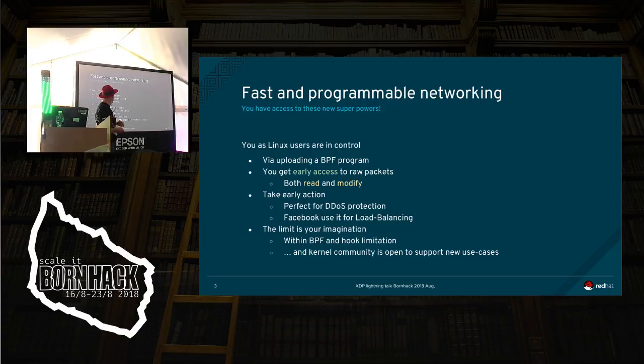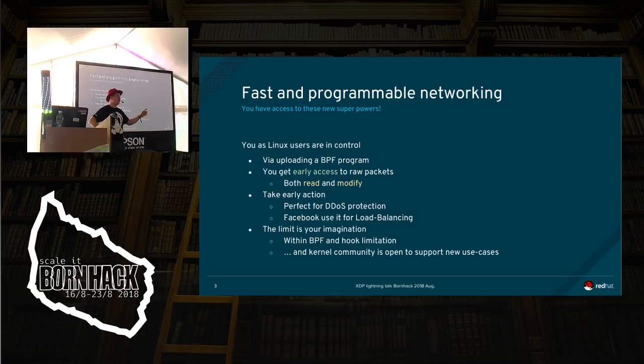So you're in control. You upload a BPF program, and what you get is really, really early access. You can both read and modify, and that's actually very, very strong. Because this is just a dynamic program you're loading, you can imagine the Linux kernel you have running, and you don't want to reboot that. There's a new protocol coming. What should I do? Should I have to reboot the kernel and add support for this new protocol?